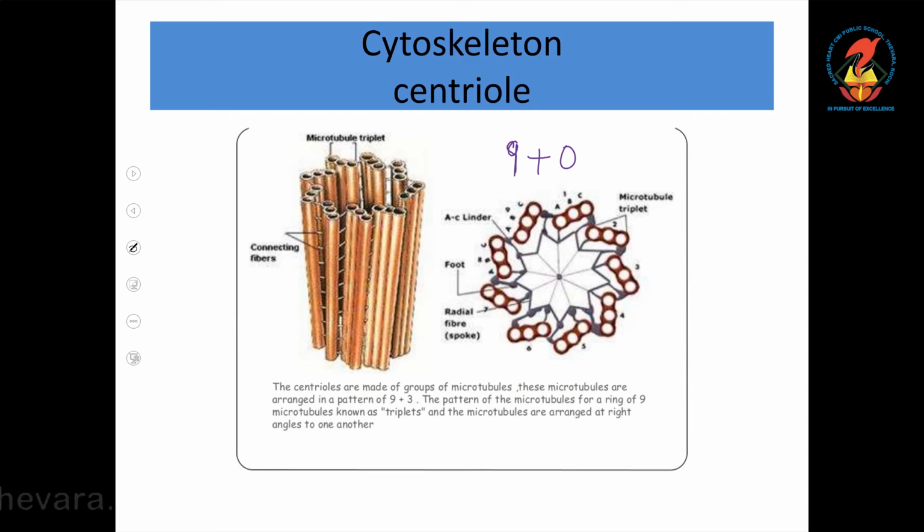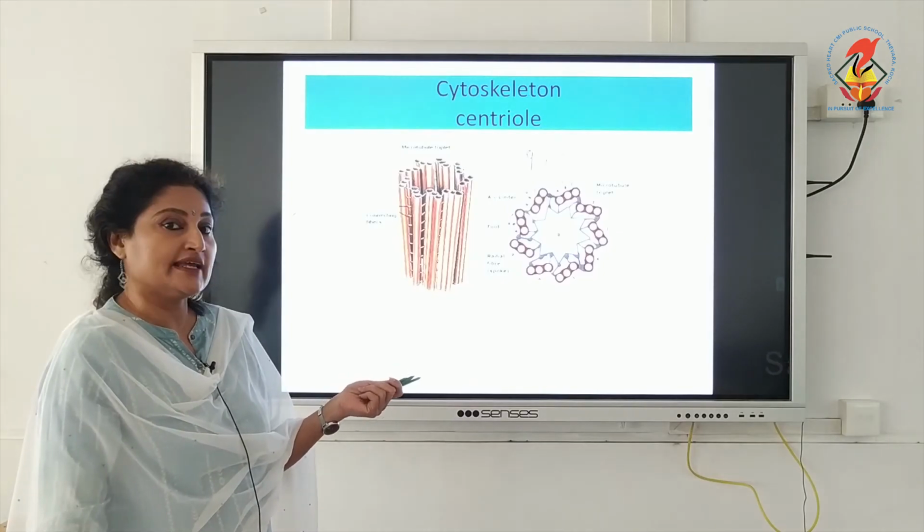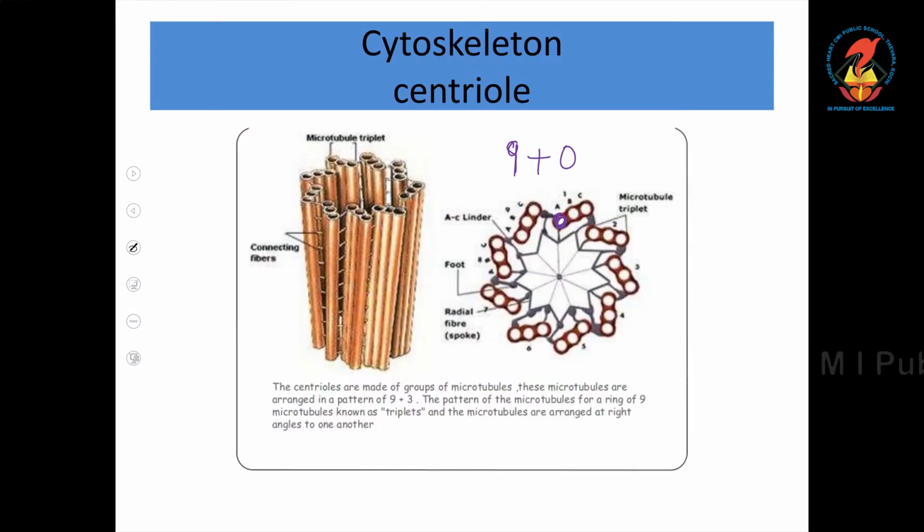Now here you can see 27 microtubules. But these 27 microtubules are arranged in the form of triplets. See, one microtubule, second microtubule, third microtubule. So that way, 9 triplets are located at the periphery. So 3, 3, 3, 3, 9 times 3 is 27 microtubules located at the periphery.